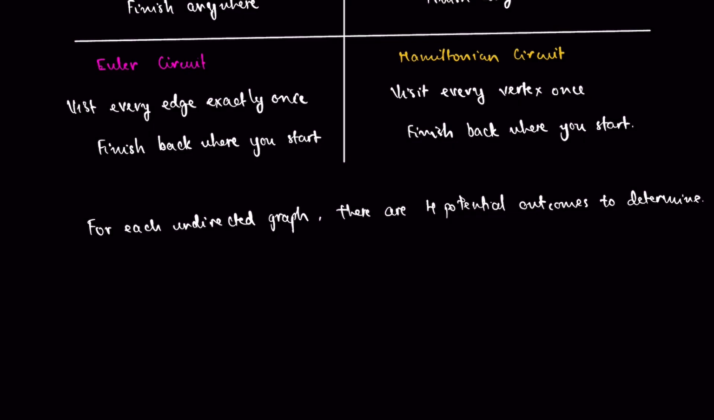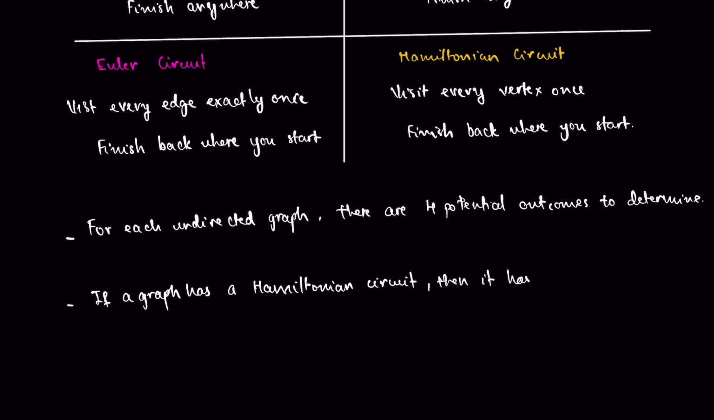Now another remark that I want to give you is that if a graph has a Hamiltonian circuit, then it has a Hamiltonian path, very similar to the case of Eulerian path and Eulerian circuits. That is, if a graph has an Eulerian circuit, it has an Eulerian path. However, the reverse direction is not always true. So if a graph has a Hamiltonian circuit, then it has a Hamiltonian path. The reverse direction is not always true.